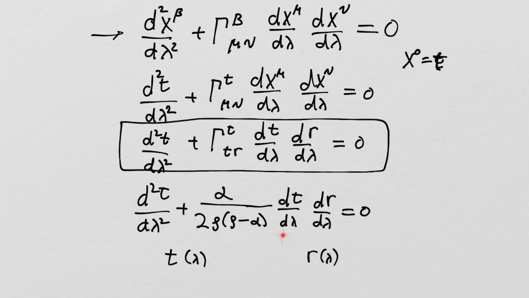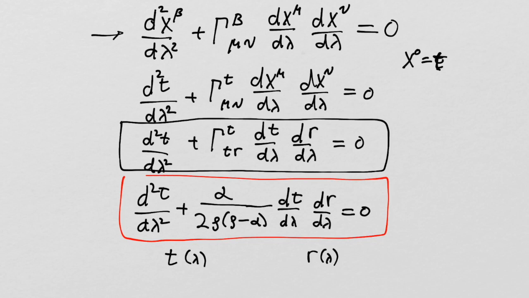So there it is. That's your first geodesic equation that we've solved. That's pretty cool. But there's 3 others, right? There's one for r, theta, and phi. So let's work on those.